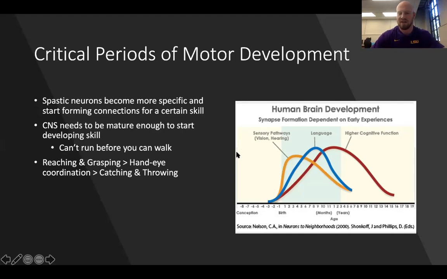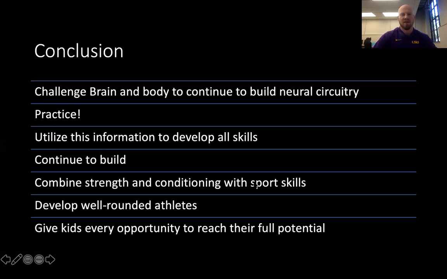In this graph, you can see how human brain development works. You start with these sensory pathways: vision, hearing, language, and reaching and grasping, and just learning the environment. And then you move on to higher cognitive function tasks like catching and throwing. So you have to build the base of this neural circuitry before you can work into those next skills.